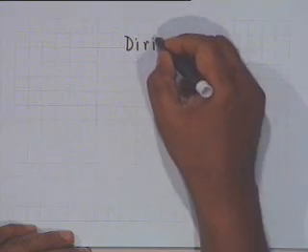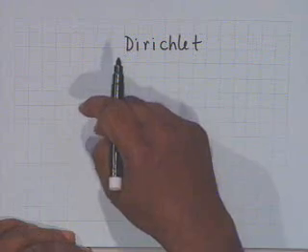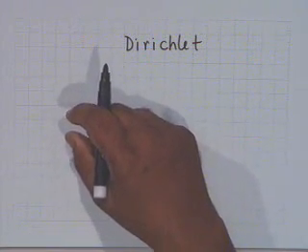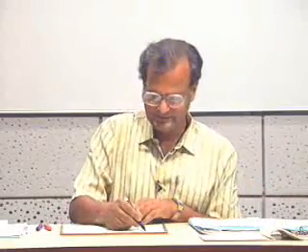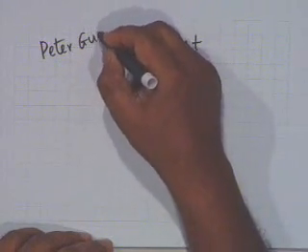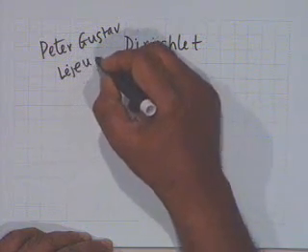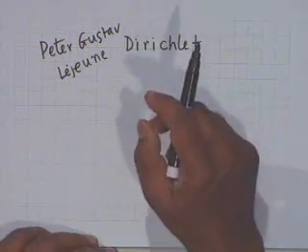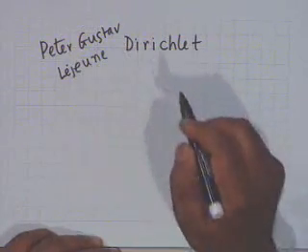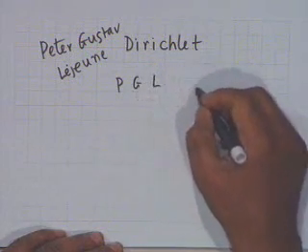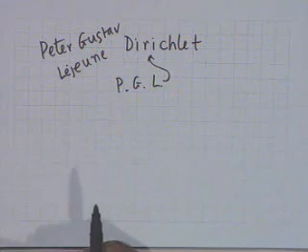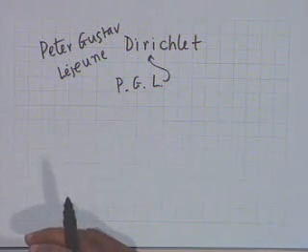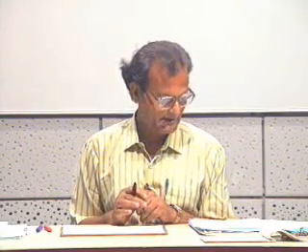In order to solve this problem, Dirichlet, a German mathematician, Peter Gustav Lejeune, three initials, P, G, L. I can't pronounce this, those who know German may do it correctly. Peter Gustav Lejeune. We'll call him P. G. L. Dirichlet. Dirichlet lived for 54 years. That was his lifespan. A German mathematician, but he contributed profusely to several disciplines of mathematics: number theory, analysis, mechanics.